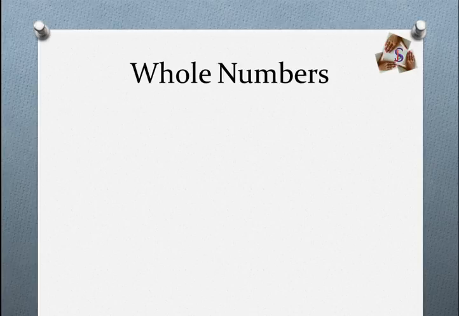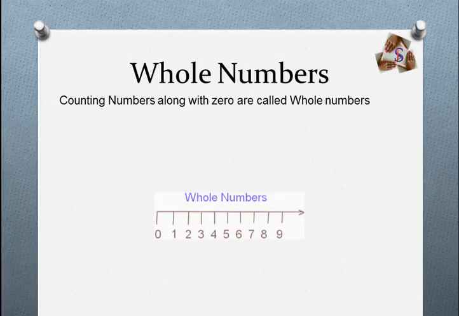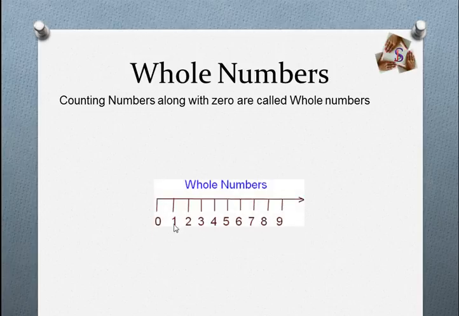Proceeding further on, let us understand what are whole numbers. Set of natural numbers together with 0 are called whole numbers. So I consider the set 1, 2, 3, 4 and so on. They are all natural numbers or counting numbers. When I include 0 along with them, then this set of numbers are called whole numbers. It is denoted by letter W.